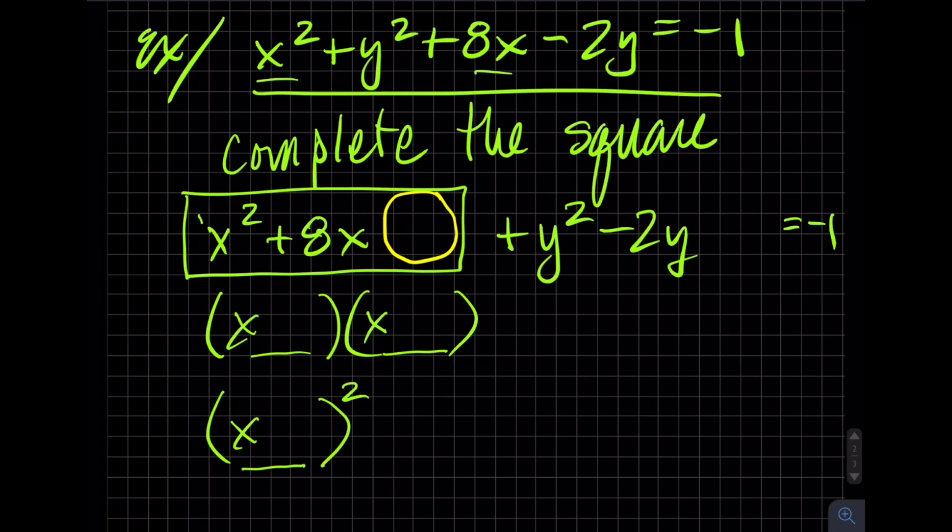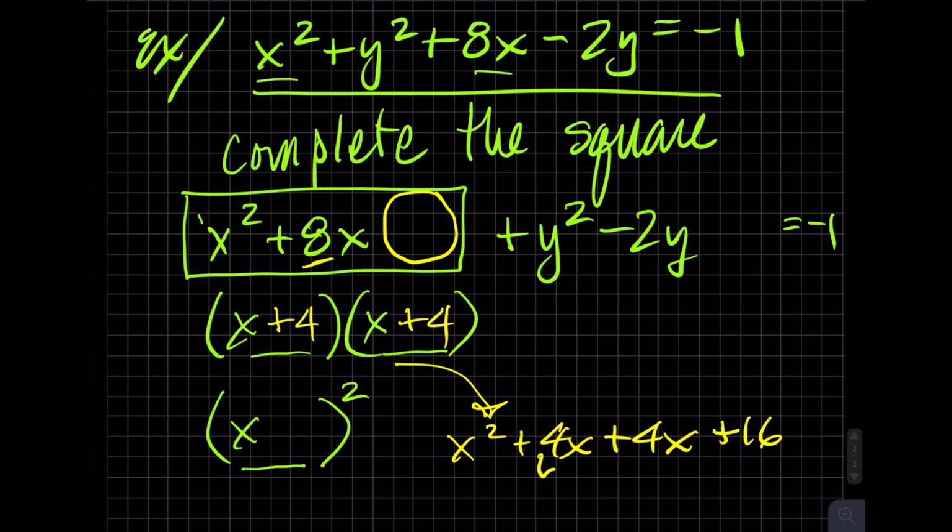So what I end up doing is I figure out this 8 must be a +4 and a +4, because when I do the distribution on this, I would get x squared plus 4x plus 4x plus 16. These two add together to be this 8x. So some people tell you to take this coefficient and divide it by 2 to figure out what this is, and then square it. But I'm trying to lay out why you're doing those things, not just to do them.